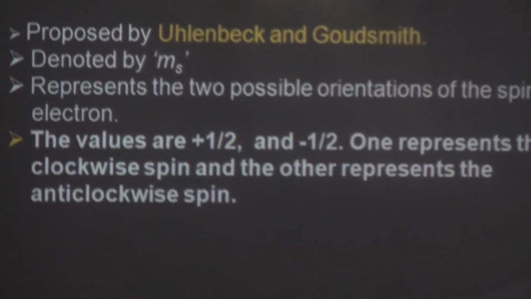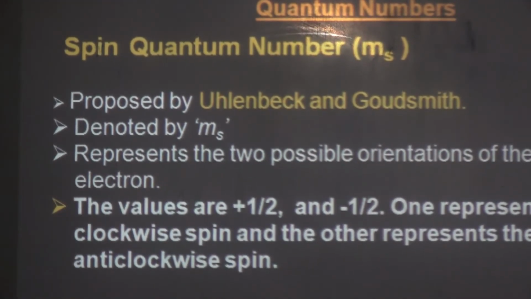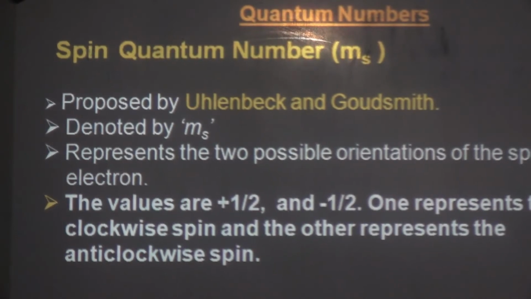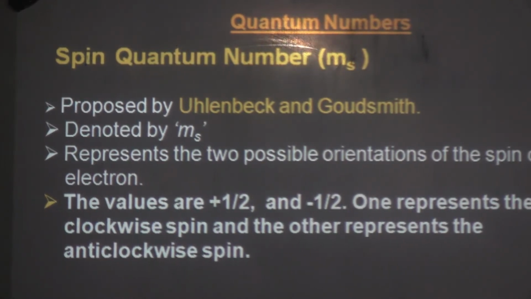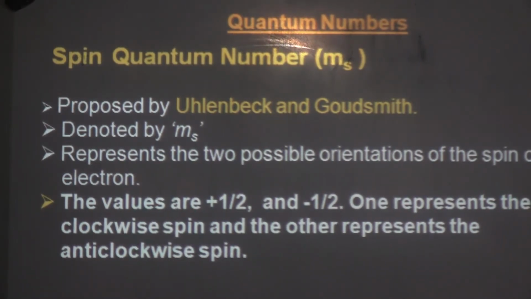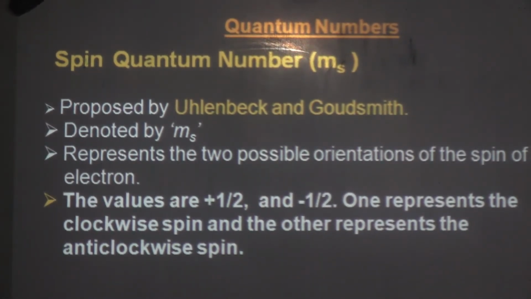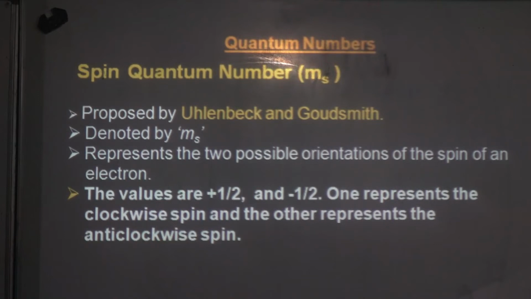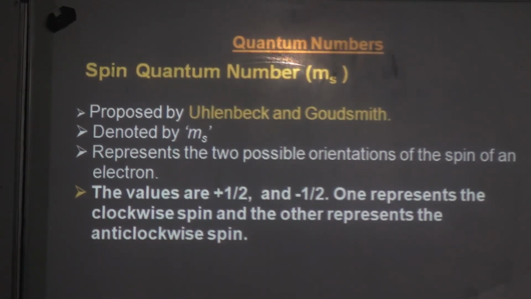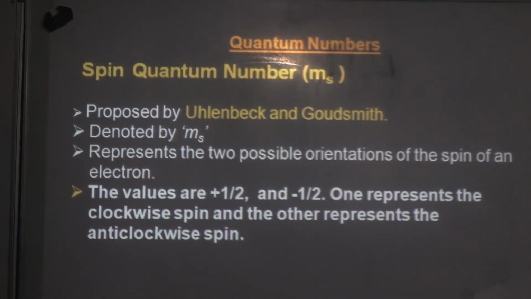Next, come to the spin quantum number. The spin quantum number is proposed by Uhlenbeck and Goudsmit, denoted by ms. The quantum mechanical model of the atom suggests that every orbital can accommodate 2 electrons only. These 2 electrons have the same charge, both negative. Then how can they be accommodated? That means there may be a spin of electrons in the orbital, indicated by 2 numbers, +1/2 and -1/2. One is the clockwise spin, another one is the anti-clockwise spin. This is the spin quantum number.